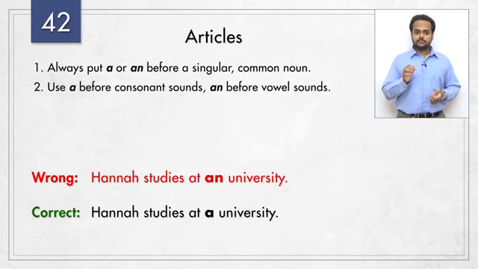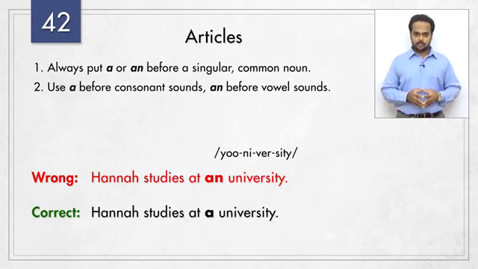The rule is that you put an before a vowel sound, not a vowel letter. The word university starts with a y sound. We don't say "an university," we say "a university." The y sound is a consonant sound, so no an before university.